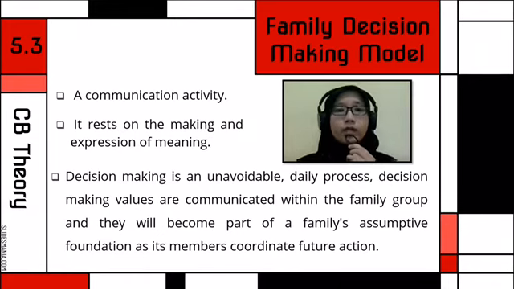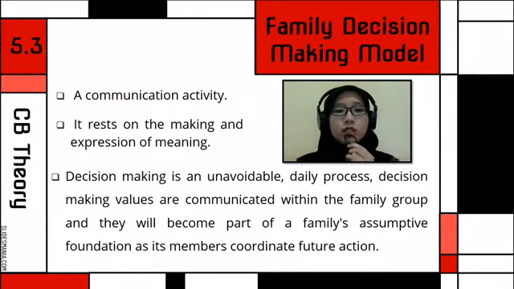The family decision making process is a communication activity that rests on the making and expression of meaning. The communication may be explicit, as when families sit down and discuss a prospective decision, or implicit, as when families choose an option based on their past decisions or some other unspoken rationale.